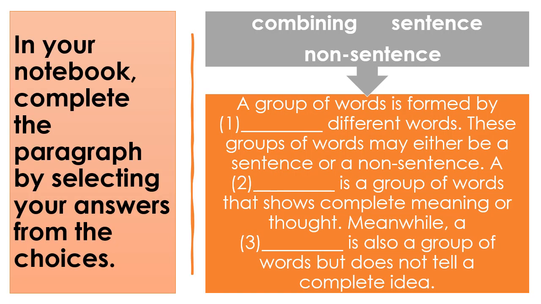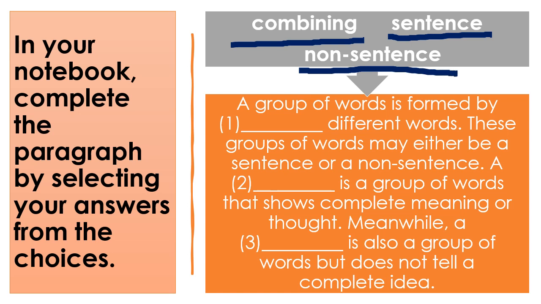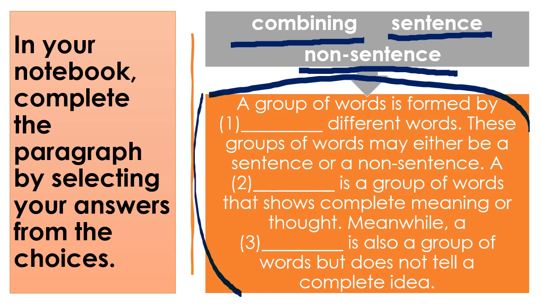In your notebook, complete the paragraph by selecting your answers from the choices above. Ito yung ating pagpipilian, combining sentence, non-sentences. Ilagay na lang dun sa notebook yung numbers 1, 2, 3. You don't have to write this all. Masyadong mahaba. Kahit yung sagot na lang, okay na. A group of words is formed by blank, different words. These group of words may either be sentence or non-sentence. A blank is a group of words that shows a complete meaning or thought. Ito daw yung kompleto. Ha? May subject, may predicate. Meanwhile, a blank is also a group of words but does not tell a complete idea.